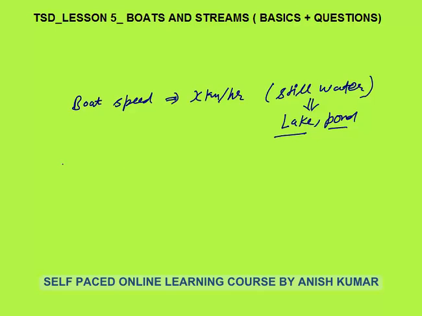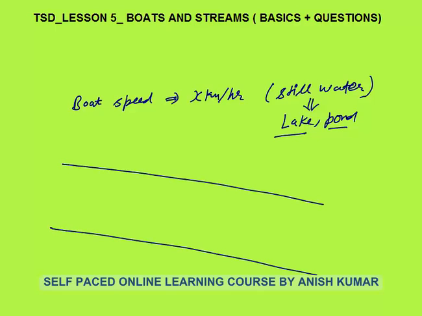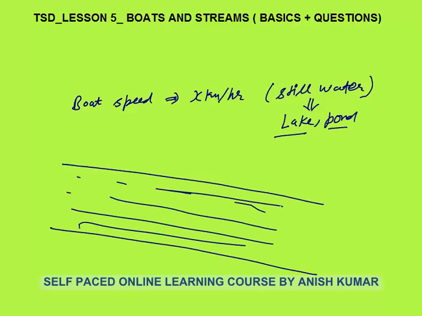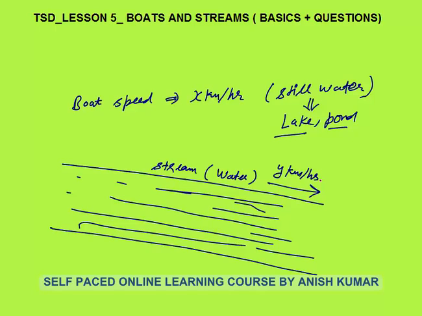Let's say I'm making a diagram of a river. This is the river I'm making. Here the stream, or you can say the water, is flowing this way at a speed of y kilometer per hour. That is the speed of stream, or you can say the speed of water.